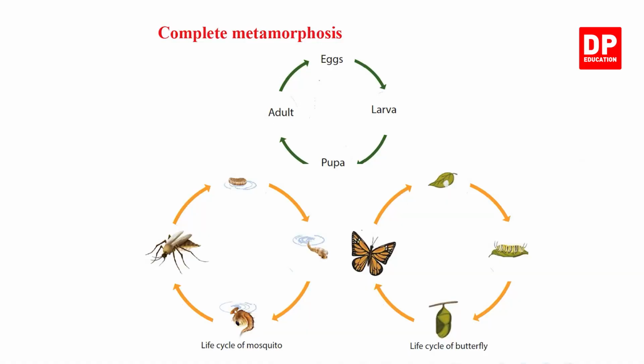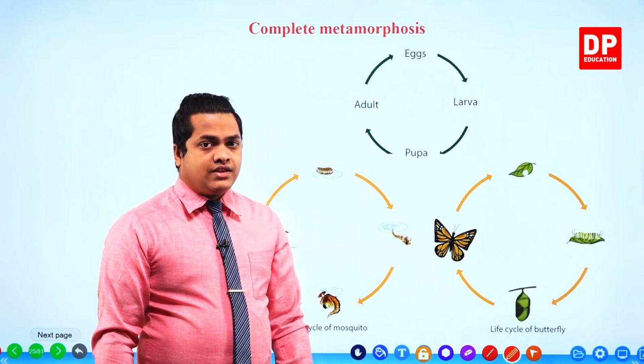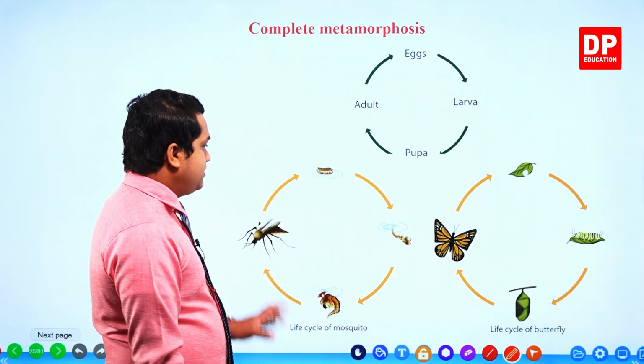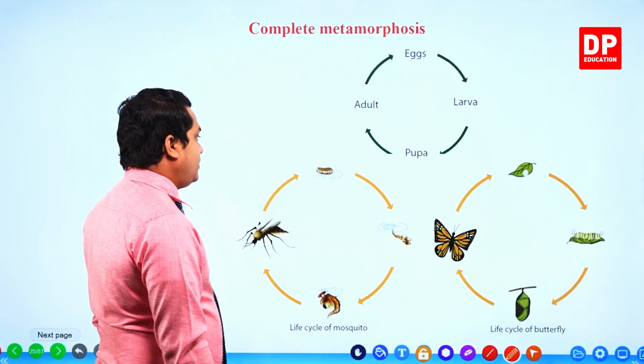Then you are given the figures once again to observe complete metamorphosis. Eggs get hatched and a larva comes out. Here you can observe the larval stage. Then the larva is converted into a pupa. Once again you can observe the pupal stage, which is the inactive stage. Then that pupa is converted to an adult, right? That's the final stage of the life cycle, the adult stage. Here a butterfly, and here a mosquito.